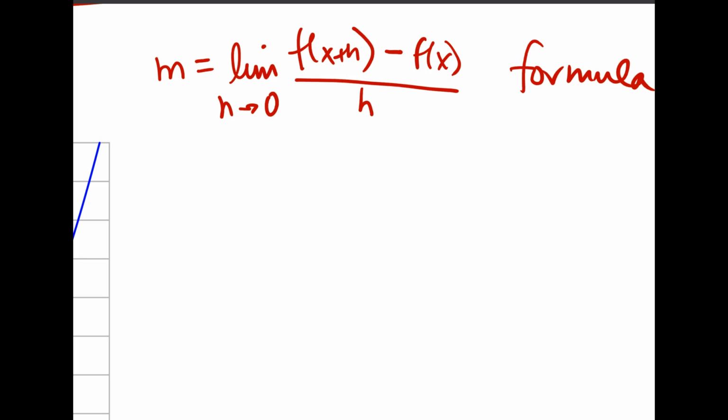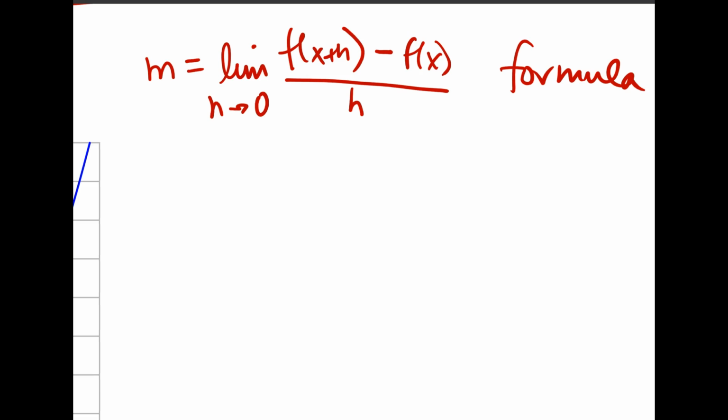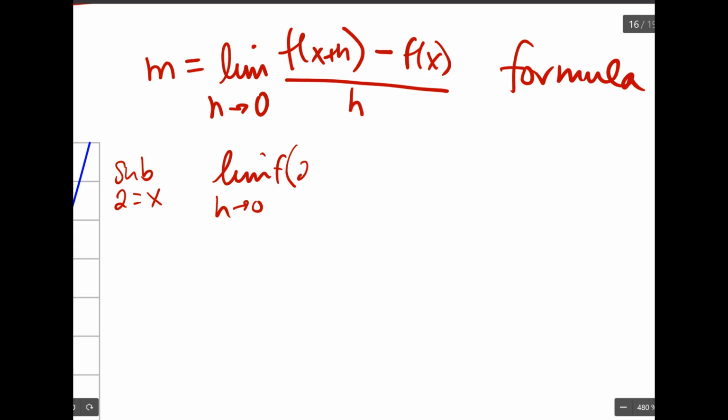All right, so here, what's my x value? So y equals x squared at 2, 4. So 2 is my x, so I'm going to literally plug in. Let's substitute in 2 for x. So I have the limit as h approaches 0 of f of 2 plus h minus f of 2 all over h.